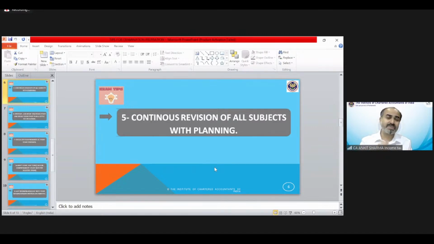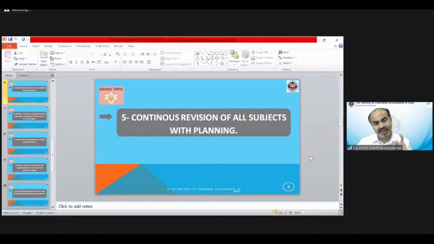Continuous revision of all subjects with planning is a very important ingredient of success. If you cover a subject and leave it for 1 month, and then start revising it after 1.5 months, you will find it a new subject. You will feel you do not remember anything from it, and especially with income tax, it is a problem. If you covered a topic like PGBP 1.5 months ago and try to revise it now, you will find it completely new and will not be able to recall the provisions.